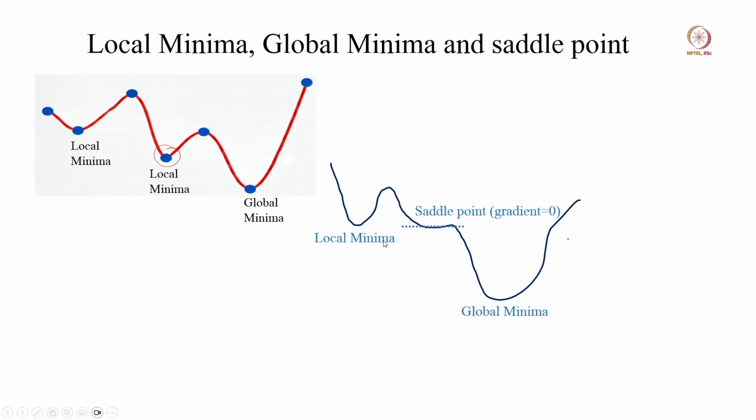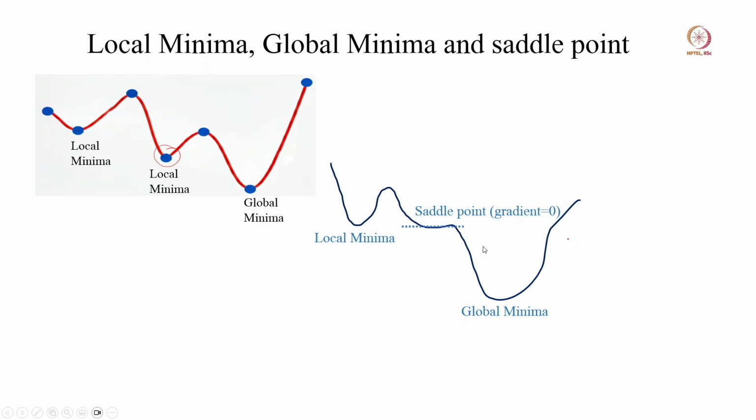Another thing is something called a saddle point. Now, what is this saddle point? Suppose you have a local minima and then a global minima, and you have something like this, and on one side it is going down and on one side it is going up, and here it is a straight, flat kind of region, where if you draw the gradient it is 0, but it is not a local minima also.